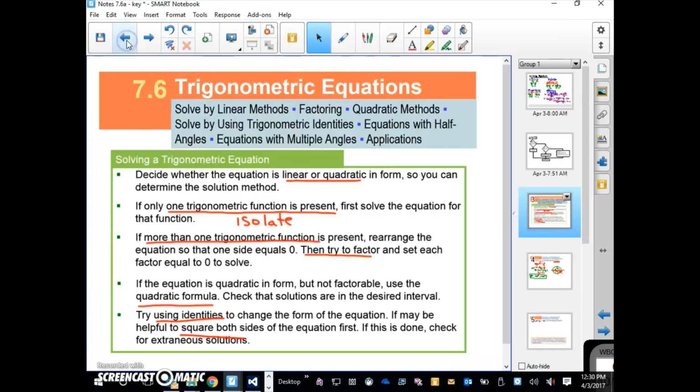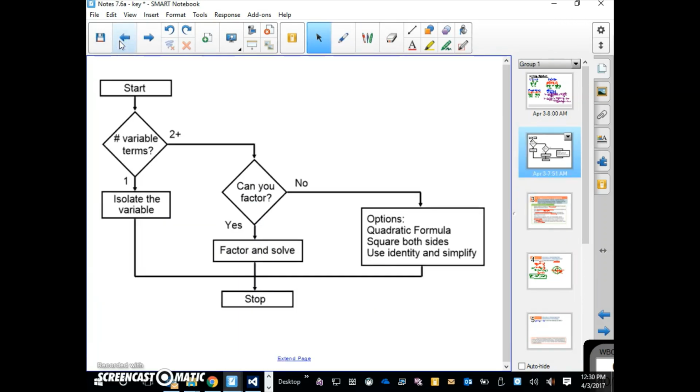So, go back and look at your flow chart. How many variable terms? Well, more than one. So we're going to go over here. Can you factor? Okay? Can you factor? And so that's what we're going to try to do. If we can factor, then that's going to be what we want. And that's going to be what we need.